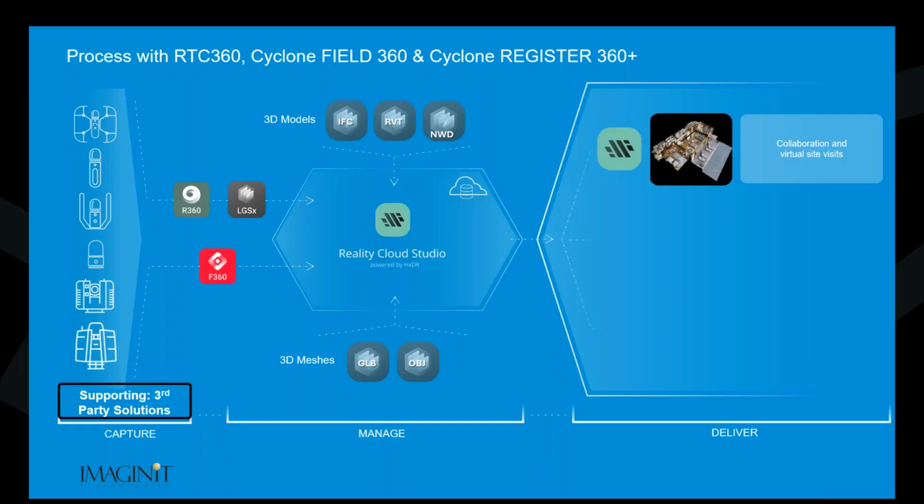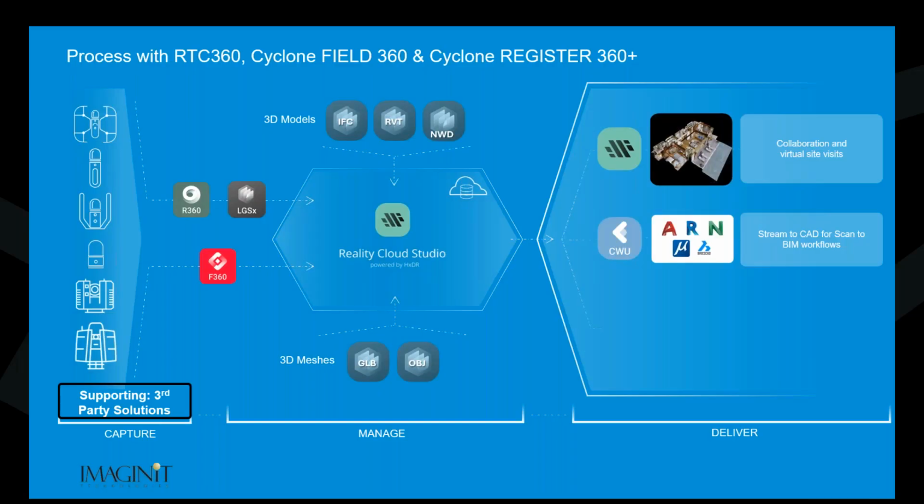Okay. The deliverables then are a few things. I can use Reality Cloud Studio for collaboration and virtual site visits, but instead of having that locally based, it's cloud-based. So anybody that I give the web address to, or I can add into Reality Cloud Studio as a user, can go in and view my point clouds and then collaborate online with them in that online environment.